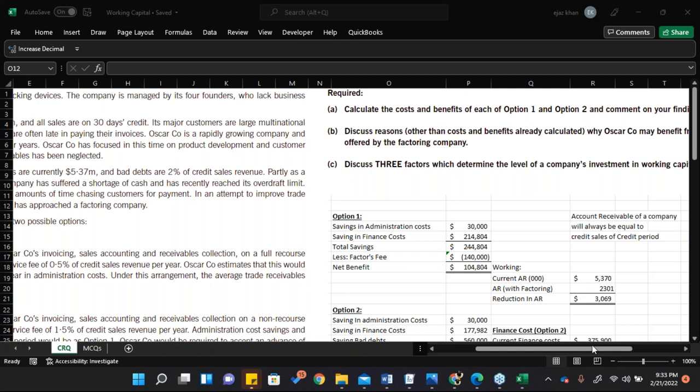Third, yes, the seasonal factor. If you are a seasonal business, from one season to another, you may have to invest more in your working capital. Fourth is the management's attitude, the risk appetite. Whether the management is aggressive or conservative. So it also depends on the management's attitude towards risk. So these are the factors based on which the level of investment is determined by any company.